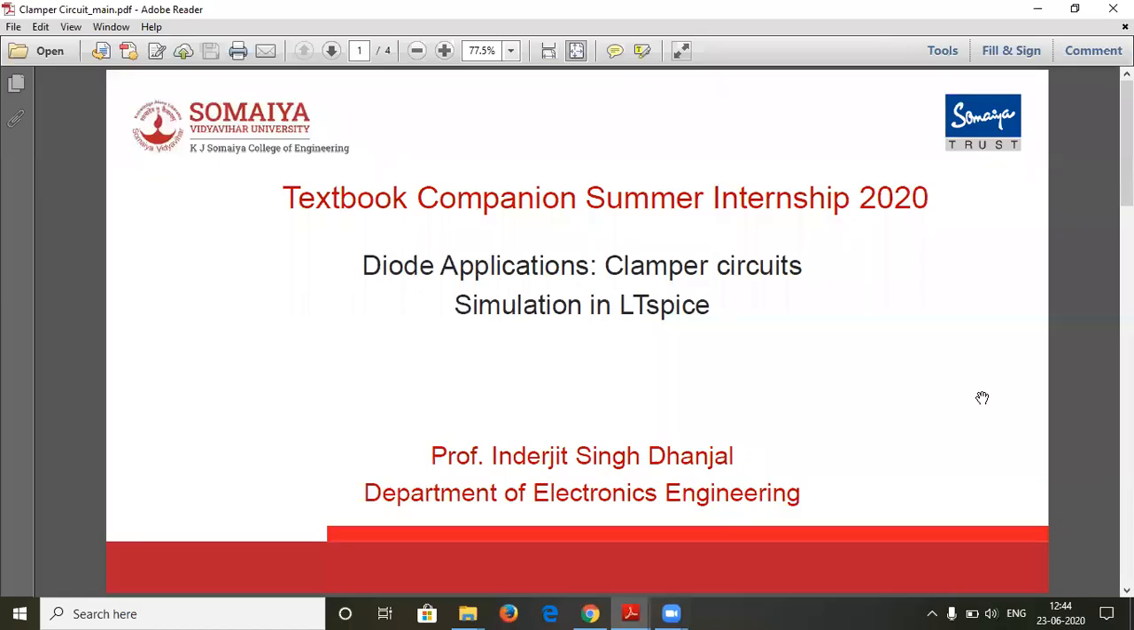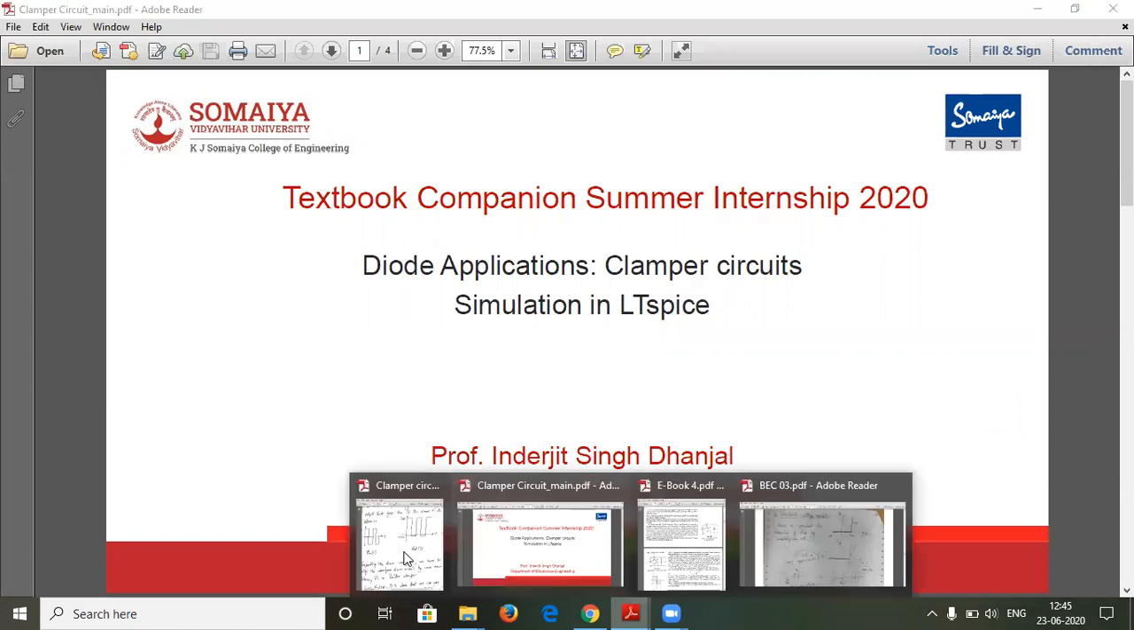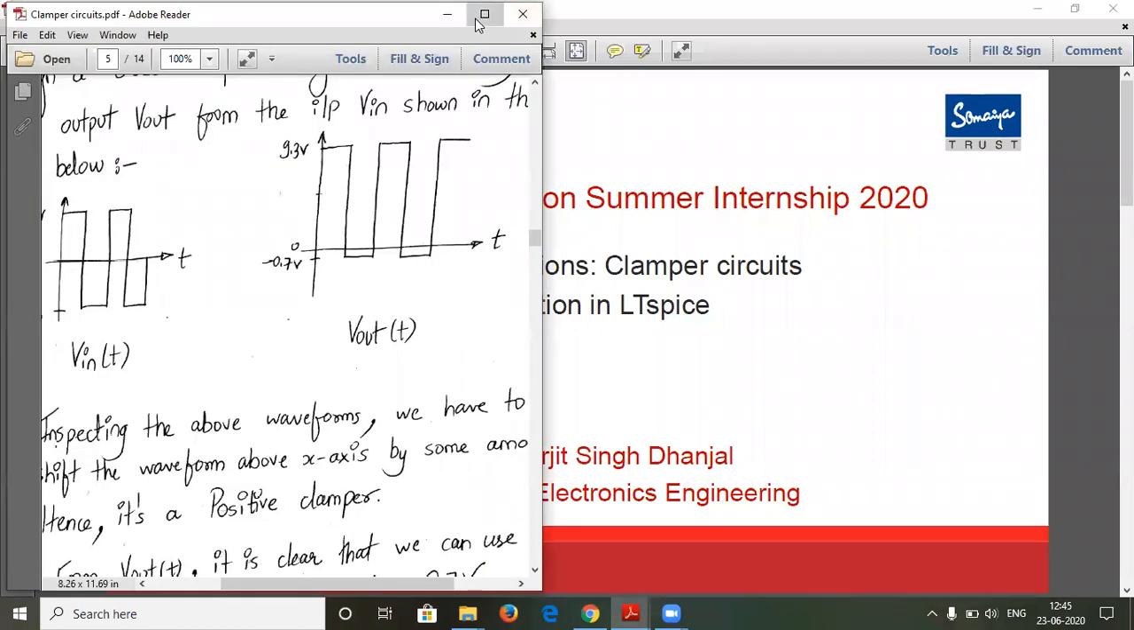Hello all, welcome. Today we are going to study clamper circuits, another diode application. We will simulate a couple of clamper circuits in LT-Spice and observe their behavior. So let us directly start and first understand what a clamper circuit is.